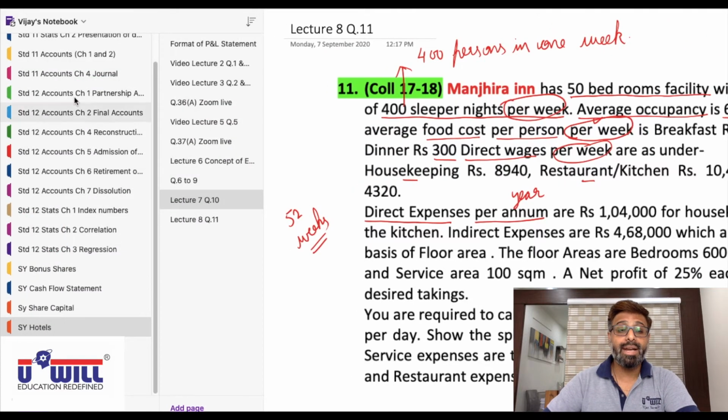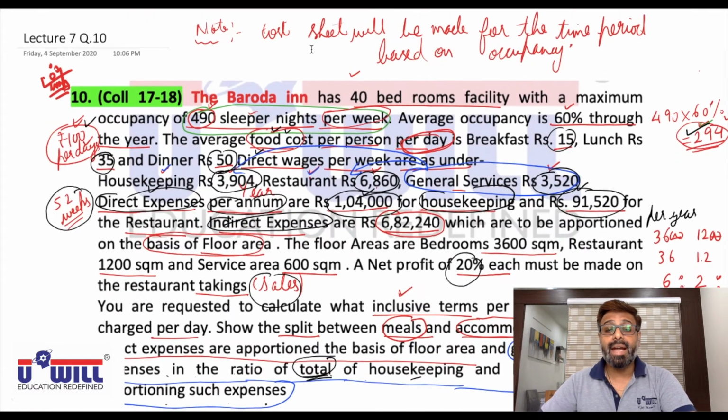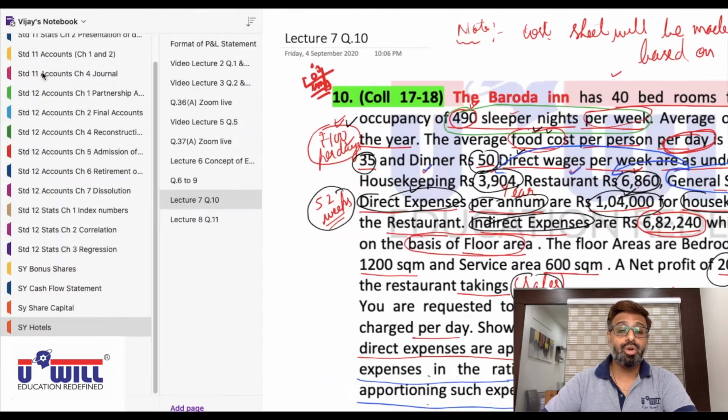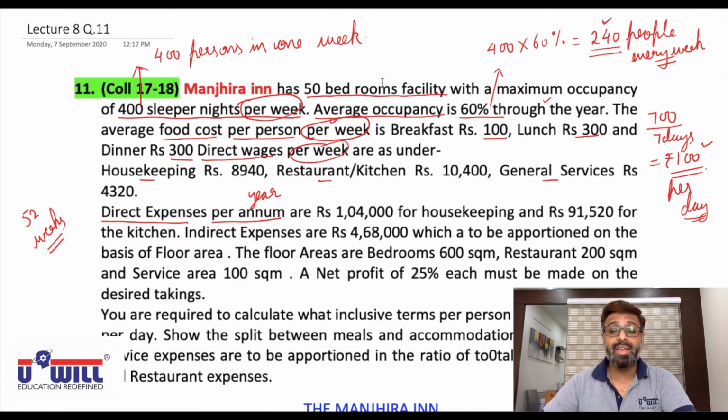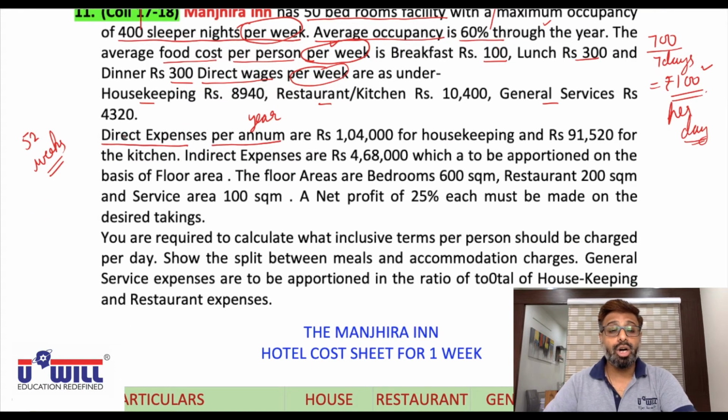Okay, I made you write it in the last lecture also, that the cost sheet will be made for the time period based on occupancy. So in this question also, occupancy is given for 1 week. Therefore, we will be making the cost sheet for 1 week only. So we have to find all the costs per week. This will be divided by 52 to get cost per week. Same way, housekeeping 91,520 will also be divided by 52 to get direct expenses per week.